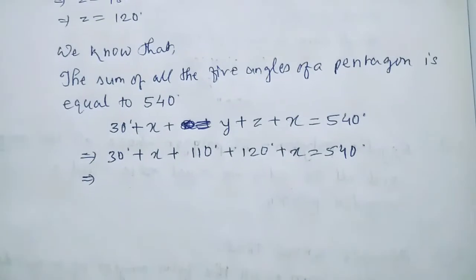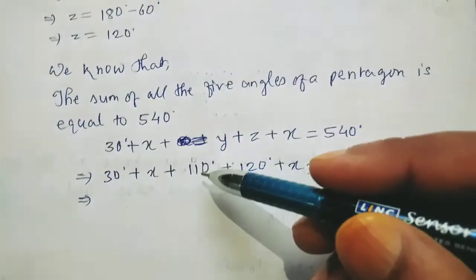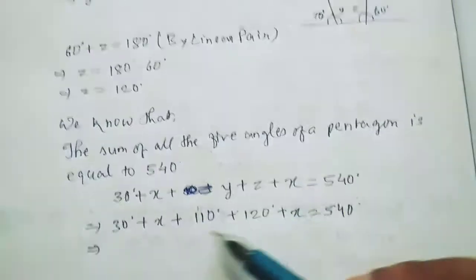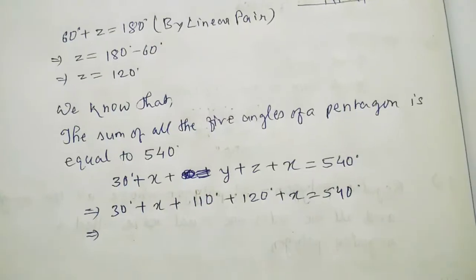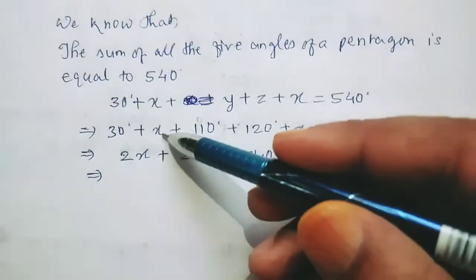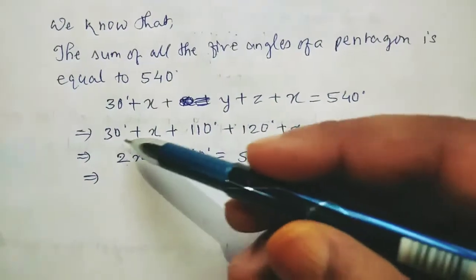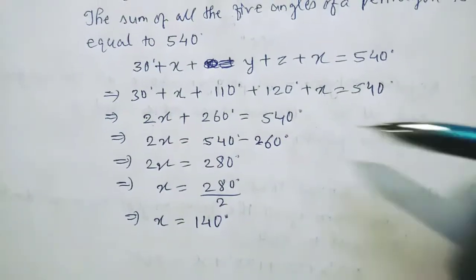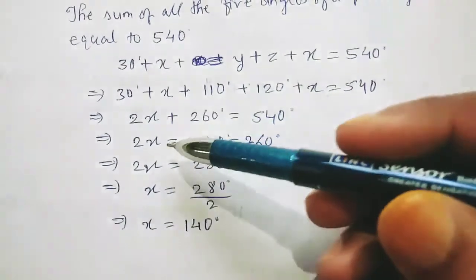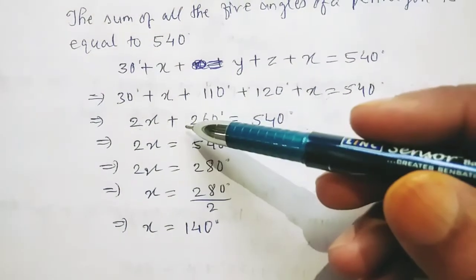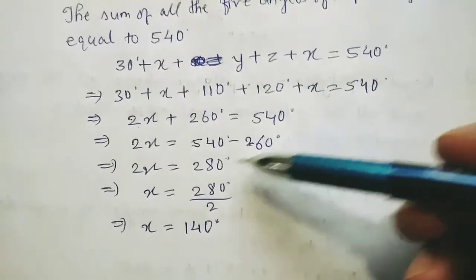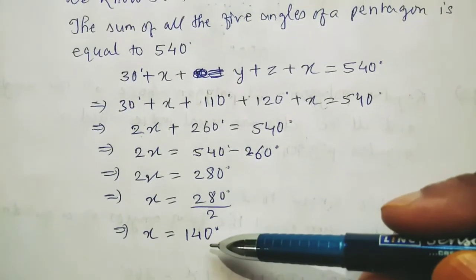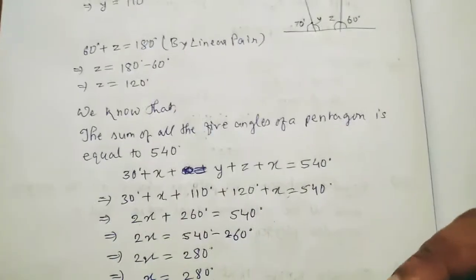So now we have put the value of y, 110 degrees, from here and the value of z, 120 degrees, from here. Now you have to add all the numbers. Now x plus x is 2x, and after adding these numbers it is coming 260 degrees. And after that, you know how to solve this equation. So this 260 will go this side and become minus, then 540 minus 260 is 280, this 2 will go down. Now the value of x is 140 degrees. So this is the way of solving this question.